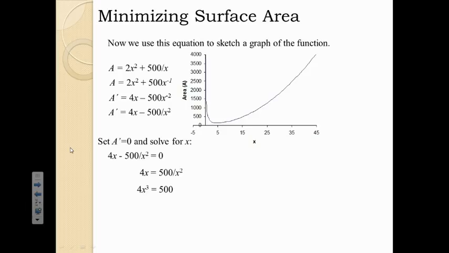Now we divide by 4. I didn't do that before. And we get x cubed, x to the third power, is equal to 125. Well, if you're pretty good in math, you remember, of course, that that's 5. And if you don't really remember, pull out your calculators. It's not too hard to figure out.